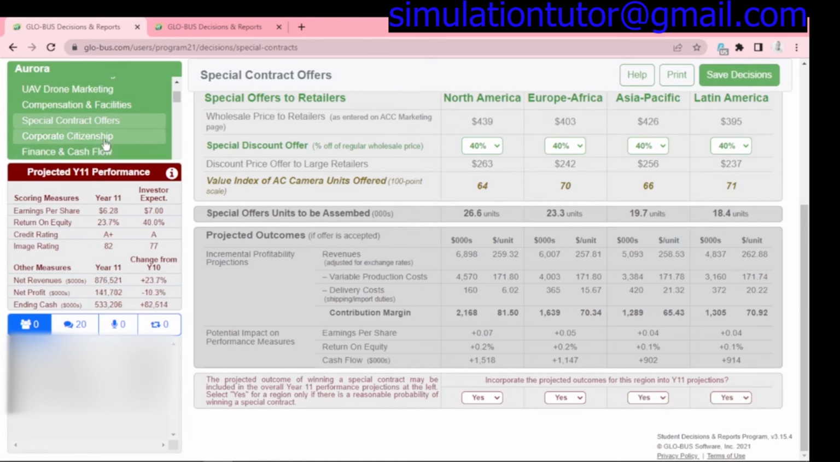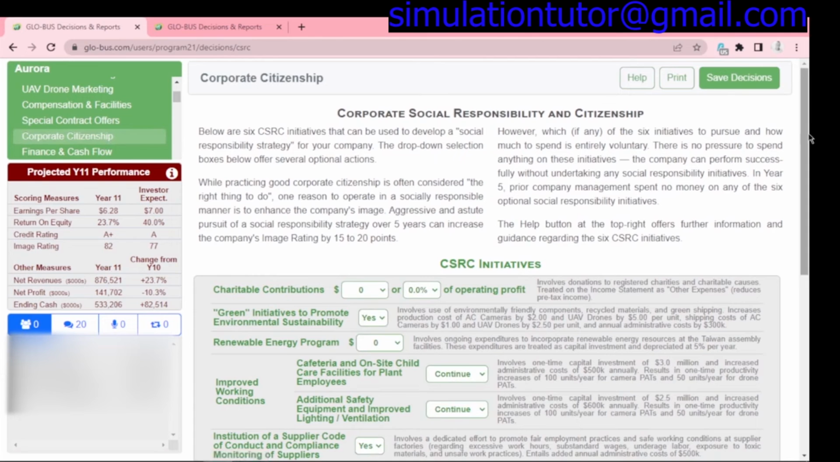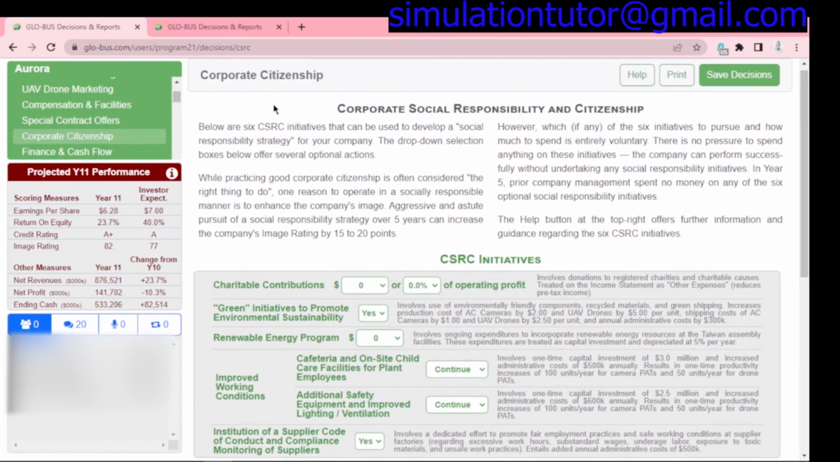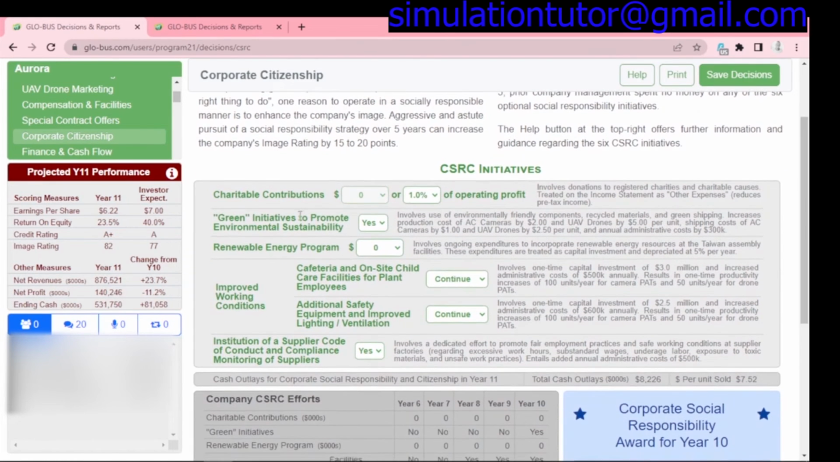So I'll just click yes, then I'll go to corporate citizenship. Remember, your investment under corporate citizenship proves important in improving your image rating. So I'll initiate a charitable contribution of maybe 1% of my operating profit. I'll continue with the green initiative. Renewable energy, I think it's expensive, so I'll start small, maybe 500. I won't change the improved working condition and the institution code of supply. I'll just let these programs continue. So those are all the decisions with the corporate citizenship.